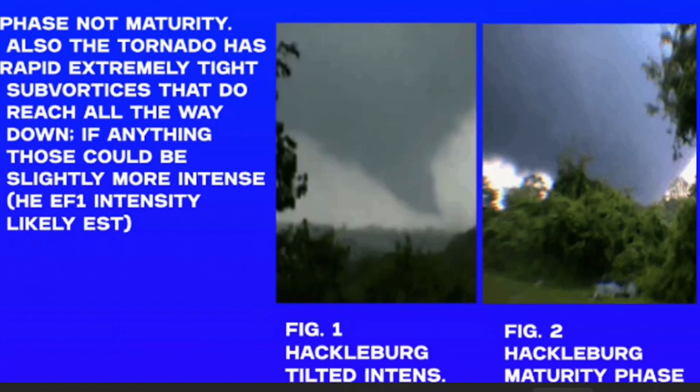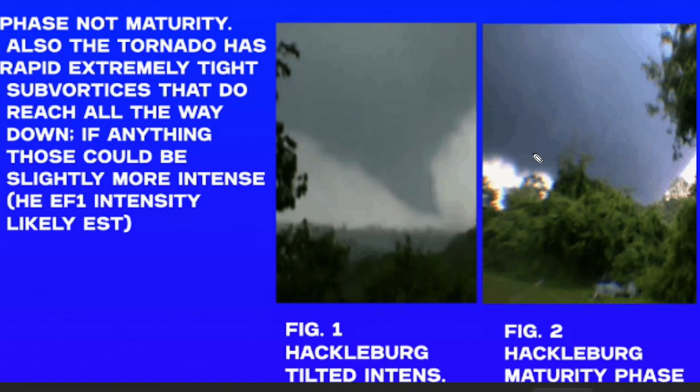And the last thing I have to say was an example of a tornado, the Hackleburg 2011 April 27th super outbreak tornado. And again, another perfect example of this intensification phase, not maturity and not likely already violent. So this is not a violent intensity phase. You've got a tilted vortex, and this is the intensification phase. And then this is the maturity phase.